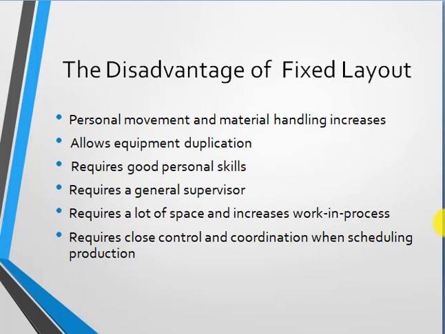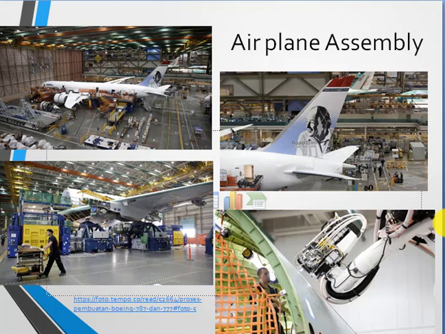And then these are the disadvantages of a fixed layout, including increased personnel movement and material handling. Equipment duplication requires good personnel skill, requires a general supervisor, requires a lot of space, and increases work in process. It requires close control and coordination when scheduling production. So this is the example of the fixed layout.